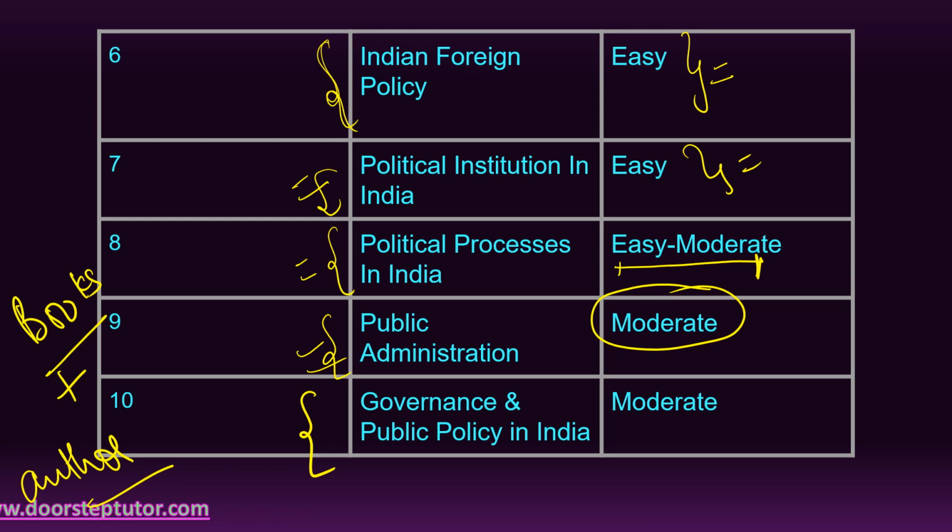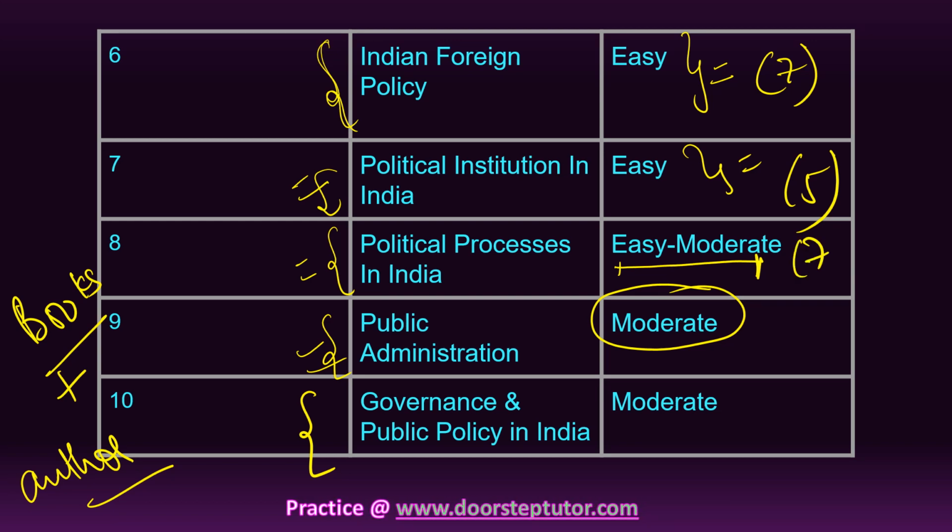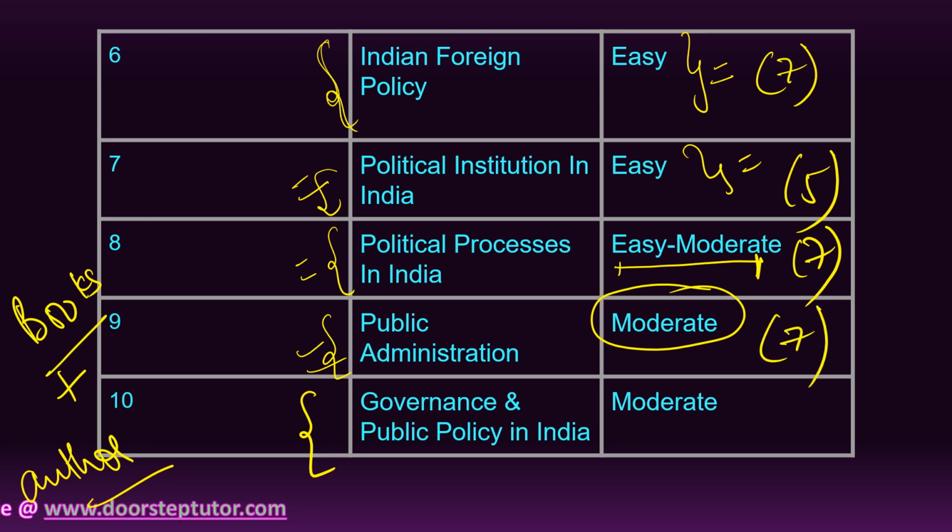On Indian foreign policy, since the questions were very easy, I would say 7 questions could be attempted. Political institutions in India, 5 questions were attemptable. Political processes in India, 7. Public administration, again 7, and governance and public policy in India, I would say 6.